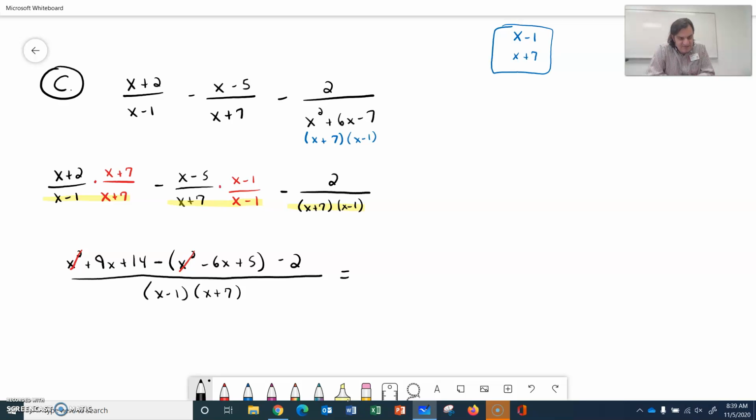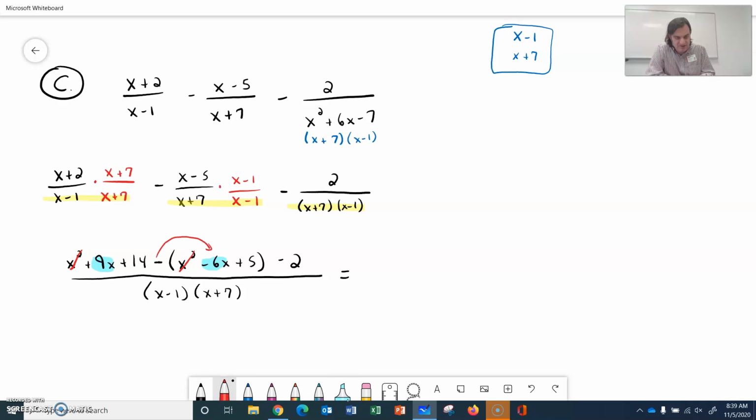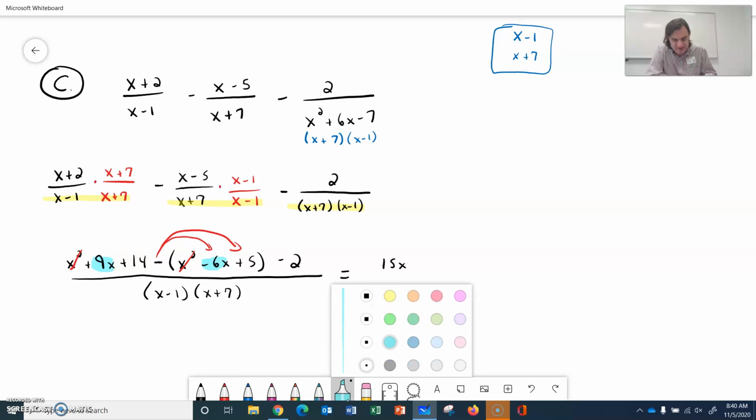But let's see here. Up top, if I do that, I do have some common terms. Let's see if I can get some varying colors here. So I have a 9x and what will be a plus 6x. So that looks like it will give me 15x. And then with the actual numbers, let's use a different color just to point them out. I have a 14, a minus 5, and a minus 2. 14 minus 5 minus 2, I believe that's minus 21.